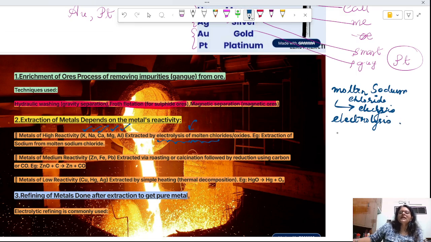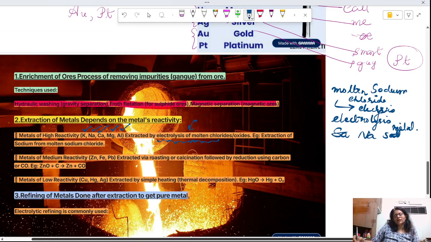Electrolysis happens there and we will get sodium metal after this process. Okay, next is the process that we use for medium reactive metals. So what are the methods used?